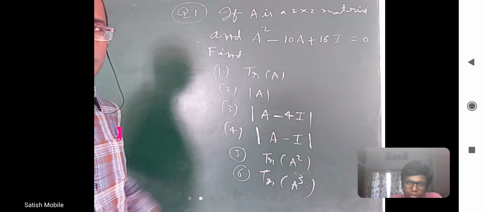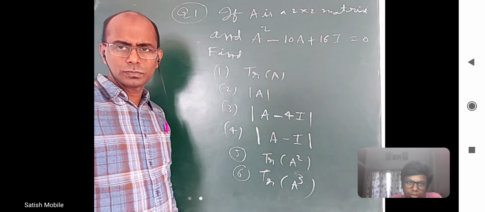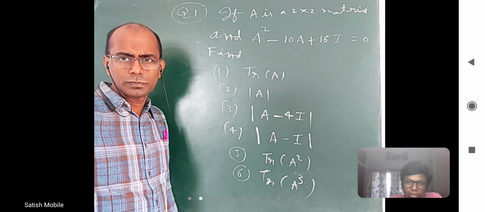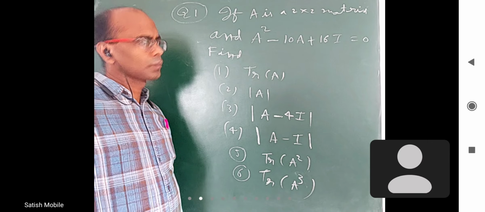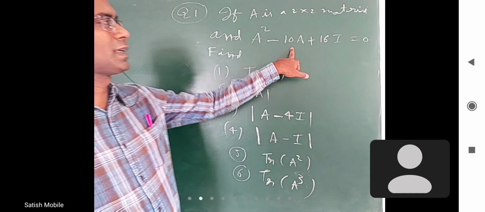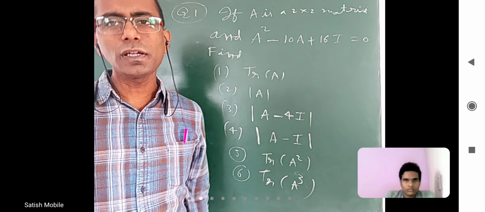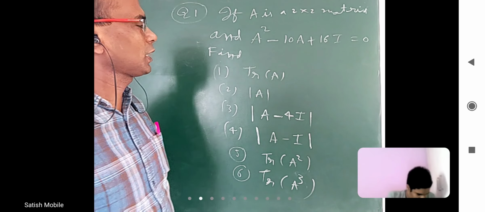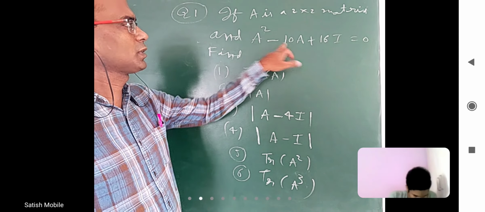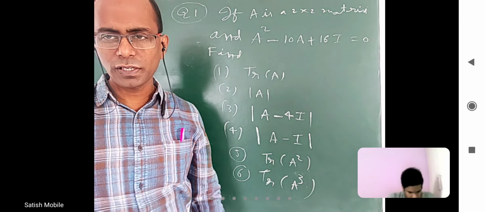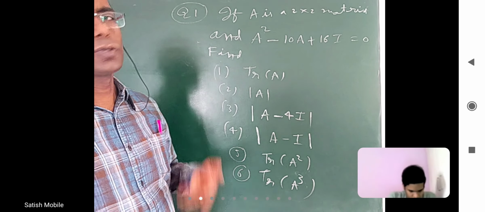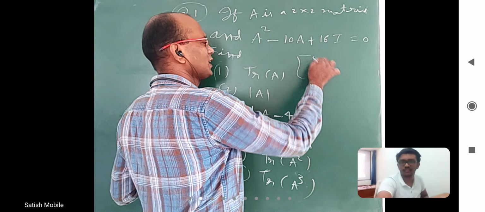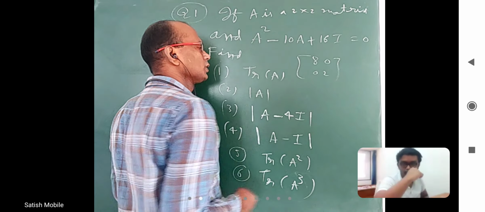Even 8I will satisfy this equation. Am I right? 8I. Because this will be 64I, this will be minus 80I plus 16I, satisfying. 2I also will satisfy. Substitute 2I, what will happen? This is 4I, this is minus 20I, plus 16I, null matrix, right? So 8I, 2I, somebody said 8, 0, 0, 2. So there are so many.